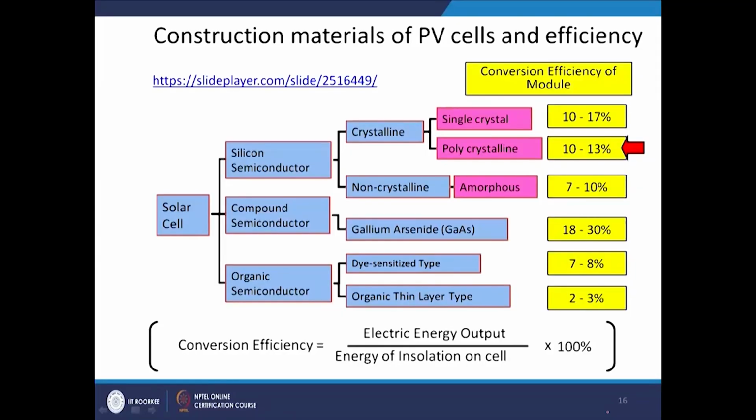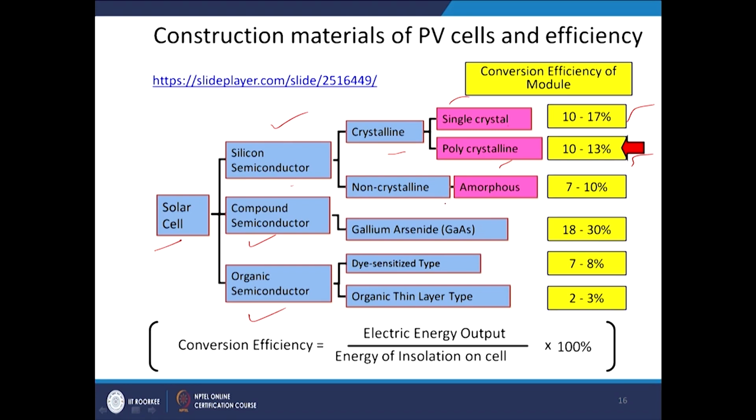Now, we will see different types of materials for the PV cells and their efficiency. A solar cell may be a silicon semiconductor, a compound semiconductor, or an organic semiconductor. Silicon may be crystalline or amorphous, and crystalline may be single crystal or polycrystalline. The conversion efficiency for single crystalline is 10 to 17%, and for polycrystalline 10 to 13%.